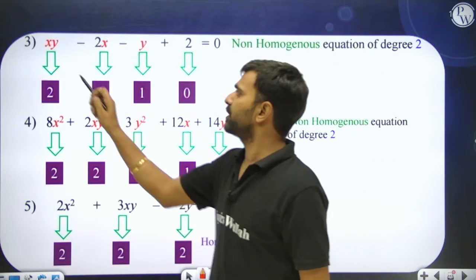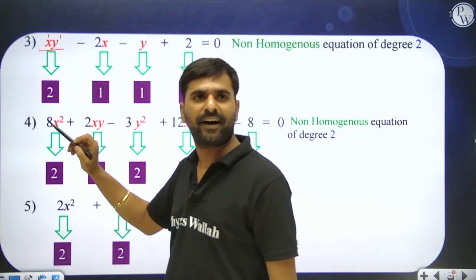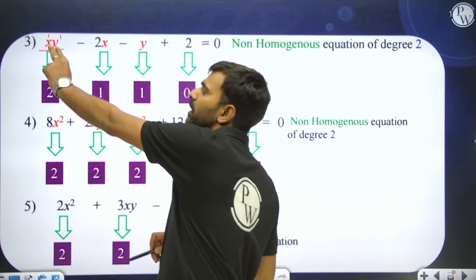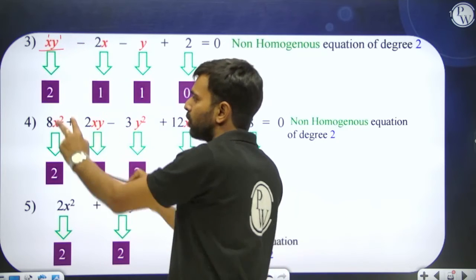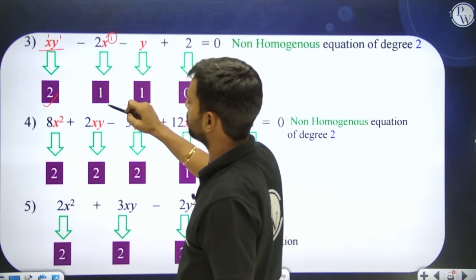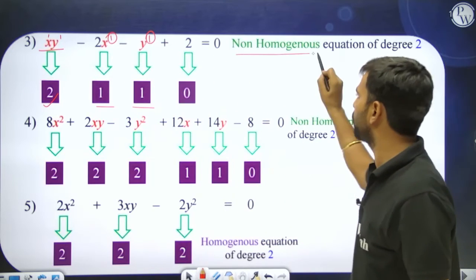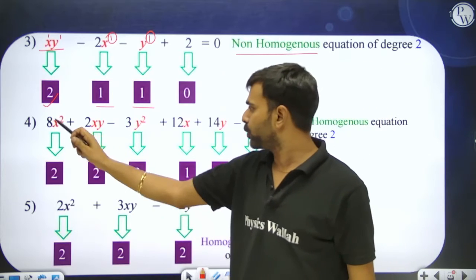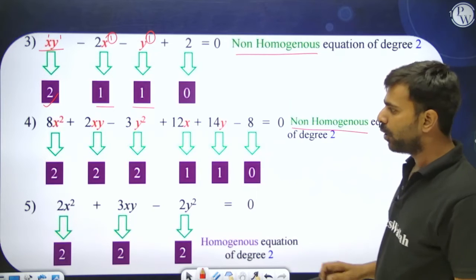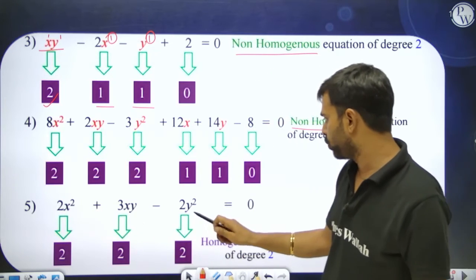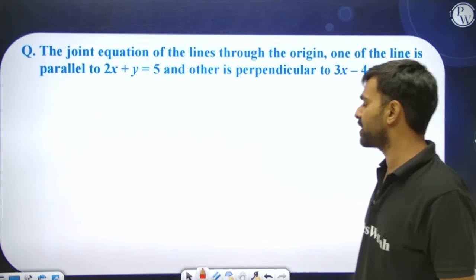Over here, if you see the power of the two variables x and y, the power of x is 1 and the power of y is 1. Since these two are written in multiplication, the powers will be added, so it is 2. Over here the power of x is 1, and over here it is 1. Are all the powers the same? No. So this is a non-homogeneous equation. Over here, if you see 2, 2, 2, 1, 1, 0, this is also a non-homogeneous equation. Over here, if you see 2, 2, 2, this is the homogeneous equation. So I hope homogeneous and non-homogeneous equations are clear to you.